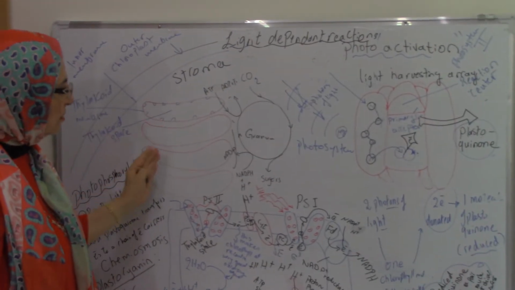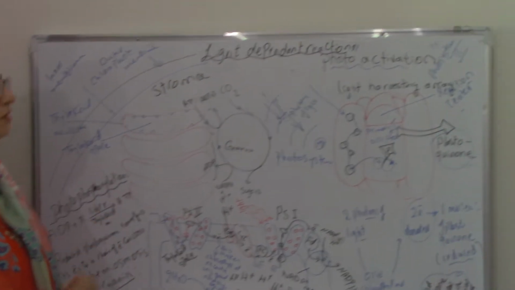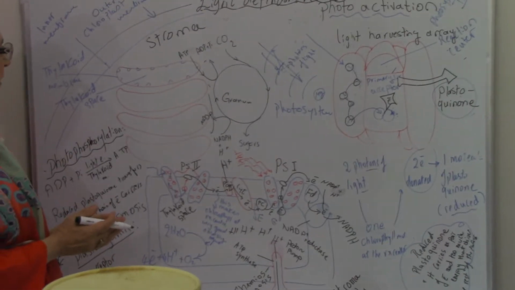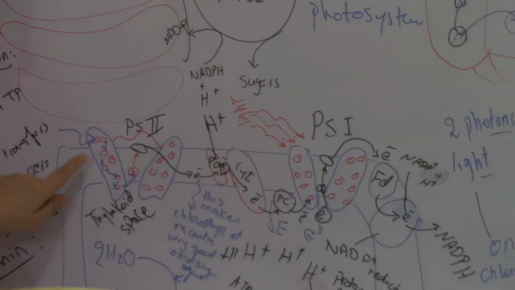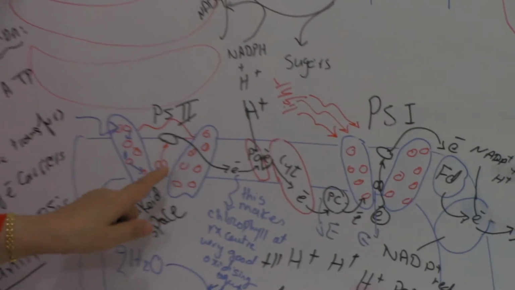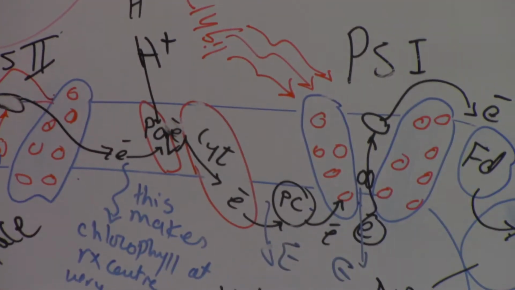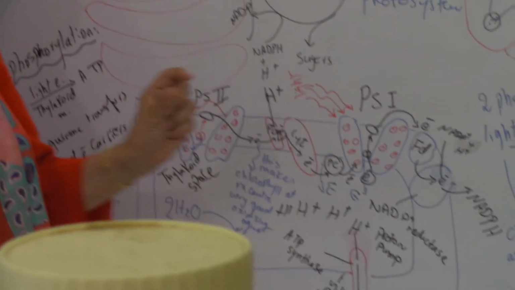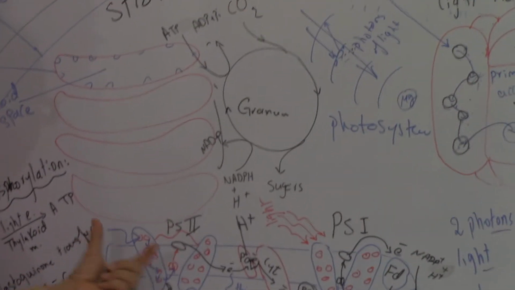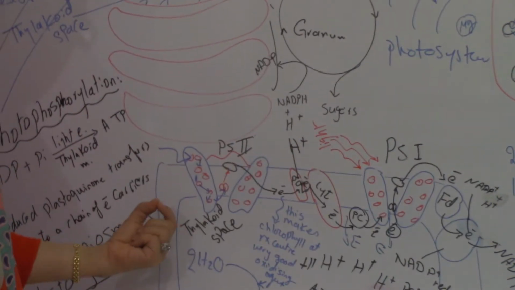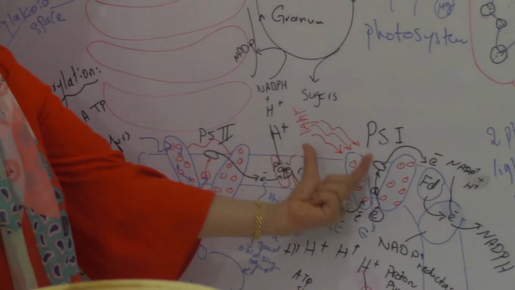Light-dependent reactions start when photons of light fall on the chlorophyll. Where is the chlorophyll inside the chloroplast? Chlorophyll is found inside the thylakoid membrane. So this is part of the thylakoid membrane, and those red circles represent the chlorophyll molecules. Chlorophyll molecules are arranged in clusters or arrays. We call them light harvesting arrays or light harvesting clusters. There are two clusters here in the chloroplast, photosystem 2 and photosystem 1.